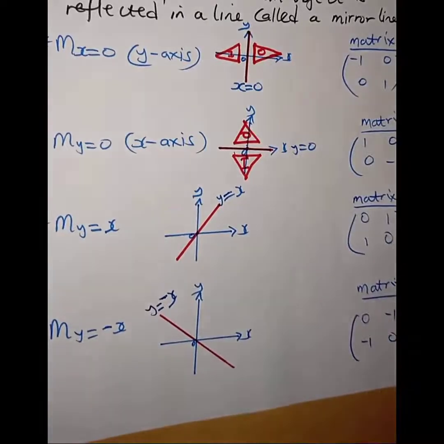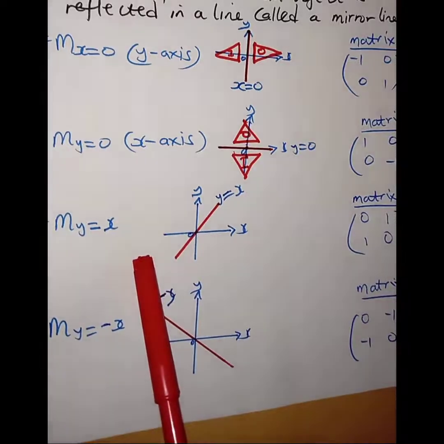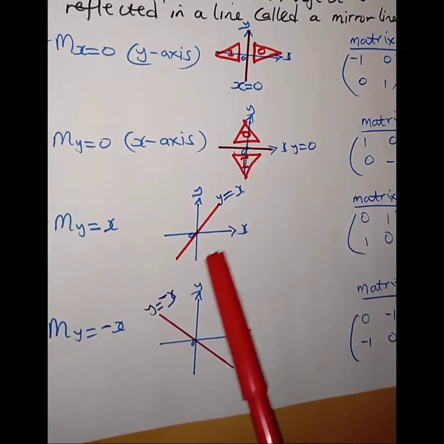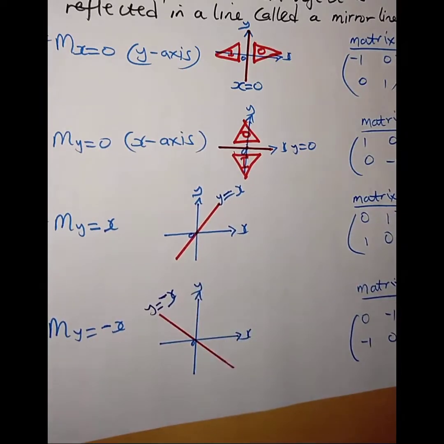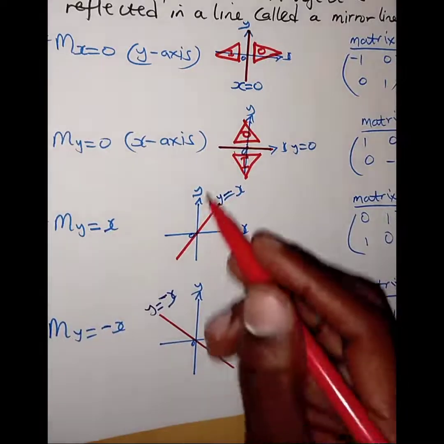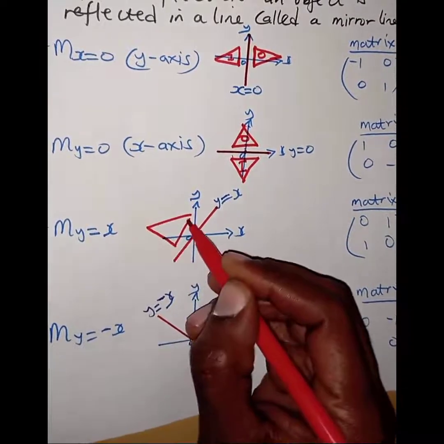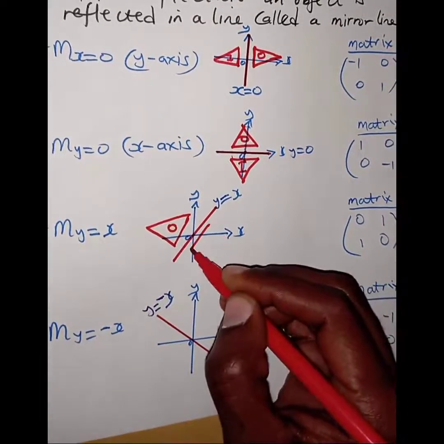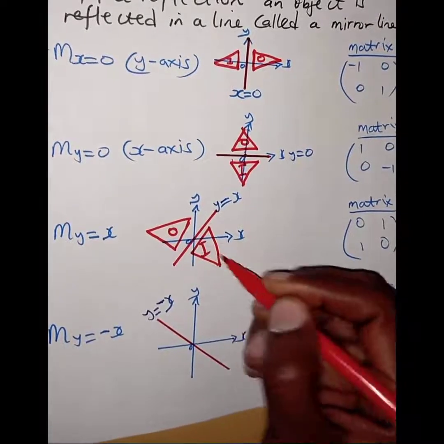Next, when the mirror line is y is equal to x, how is the mirror line formed, or how do you draw it? It is in this way. It has to be in this way. So it means if the object is this side, the image will be formed the other side. As simple as that.